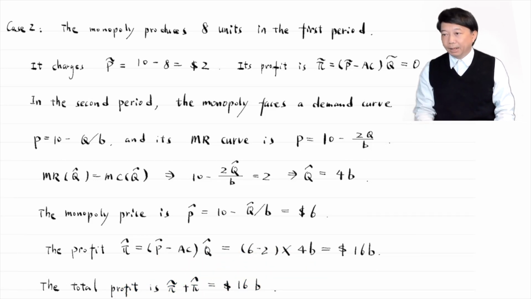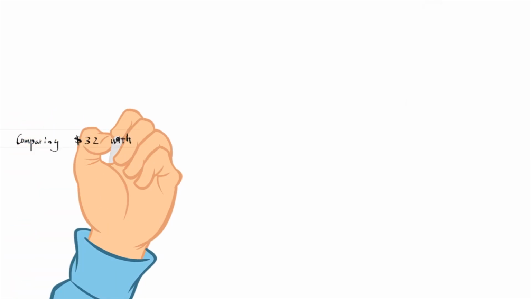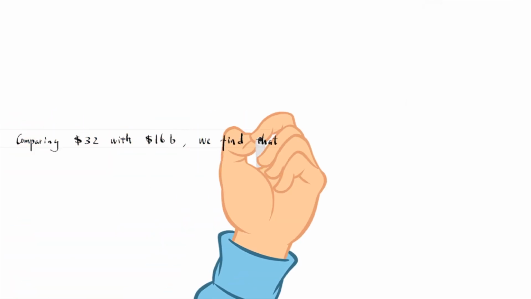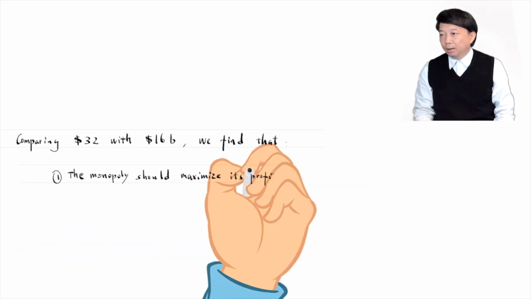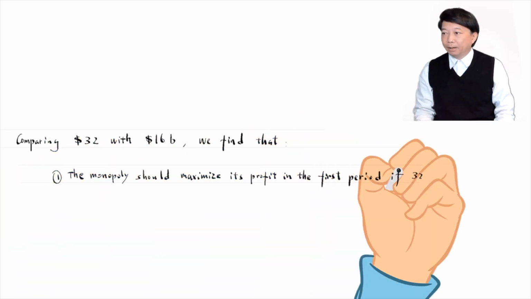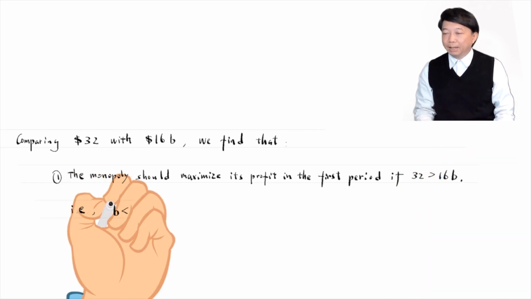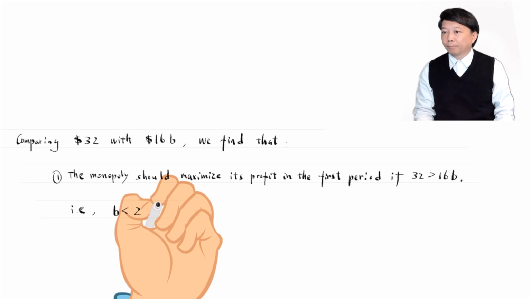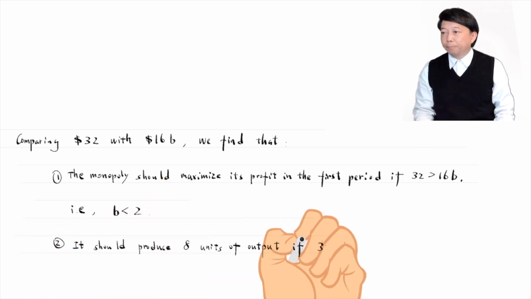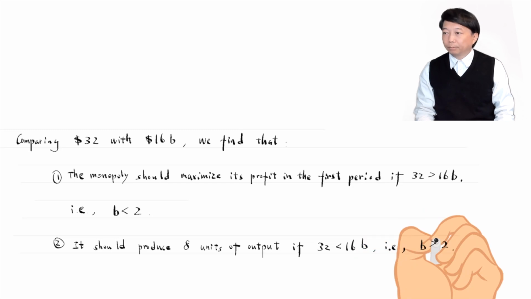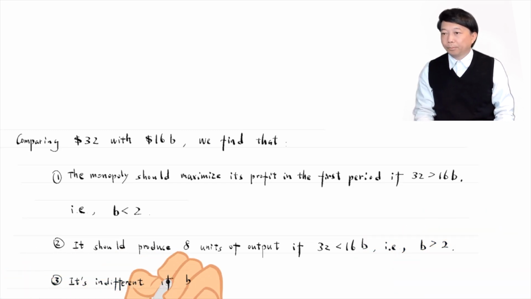Finally, we compare the 2 profits. We find that the monopoly should maximize its first period profit if B is less than 2. It should produce 8 units of output if B is greater than 2. It makes no difference if B equals 2.